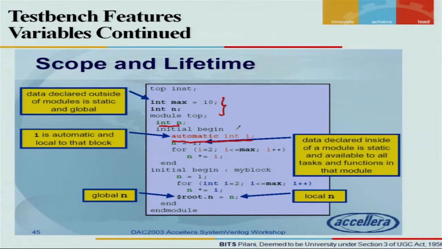Now consider the case, as I told you before, that this module is being instantiated at 15 different places. In all 15 places, when the initial begin block is called, this variable will be allocated and given a separate memory storage. So this is one thing. Then this n is a local variable, and here we are assigning the global variable value to a local variable.